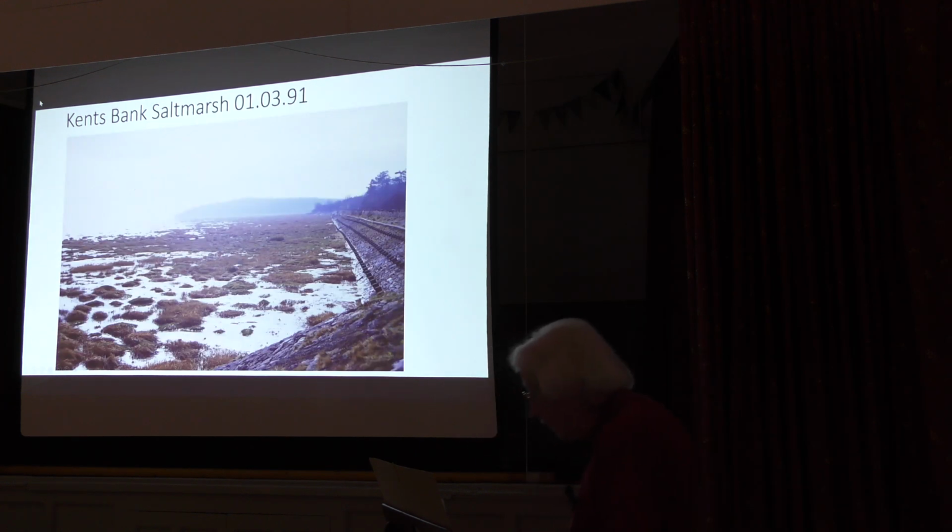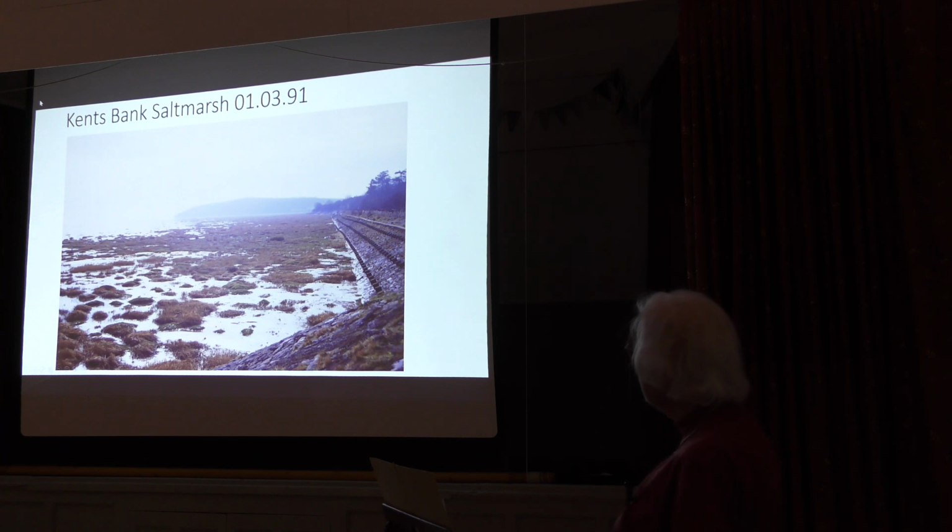So that's 87. By the time we move on to 1991, and I'm sorry, this slide was taken in rain, so it's a rather murky one, but you can see how much the salt marsh has consolidated. The Spartina clumps have joined together, and there's a much denser cover of marsh. Again, just by Kent's Bank Station.